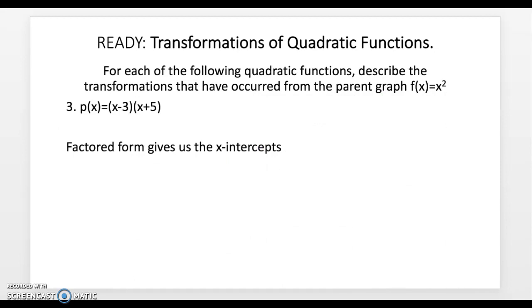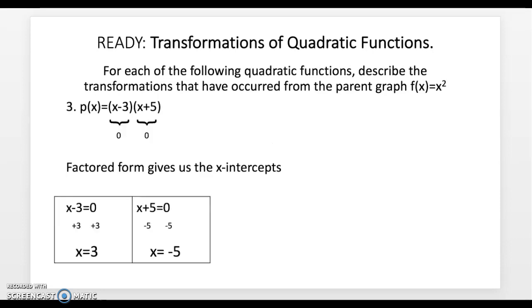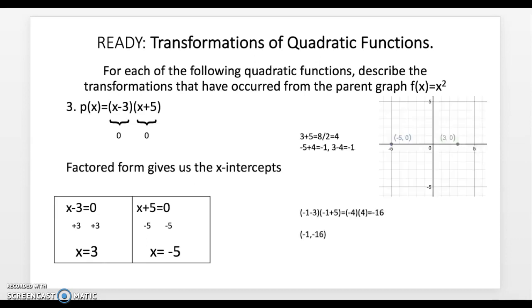But again, if you want to not use the graph and use some other way, the factored form gives us the x-intercepts by figuring out how each part is equal to 0, so that y is equal to 0, or p of x is equal to 0. So that gives us an x of 3 and an x of -5, which if we put on our graph, it's going to be at -5, 0, and 3, 0. And so we want to find the halfway point.